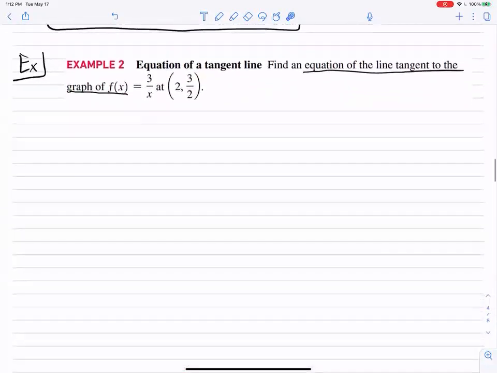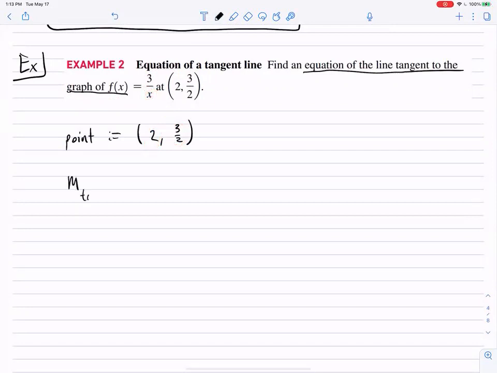Find the equation of the line tangent to the graph f of x equals 3 over x at the following point. And so we have a point. Our point is 2 comma 3 halves, where 2 is our a value and 3 halves is what happens when you plug 2 into the function. Now we need the slope.